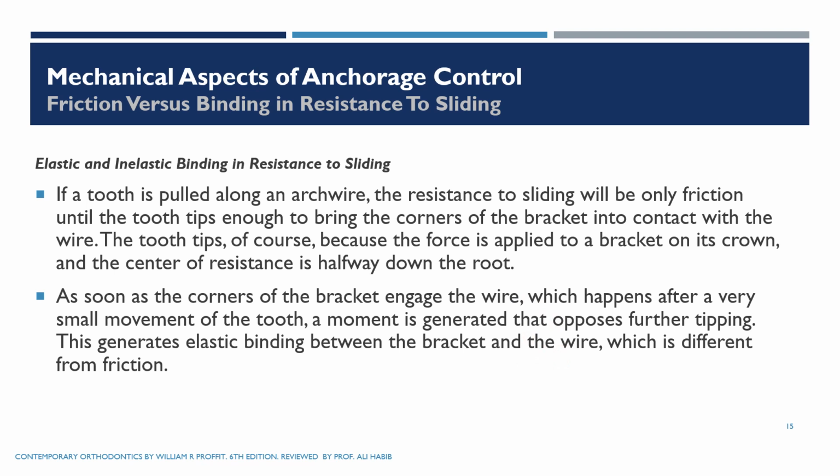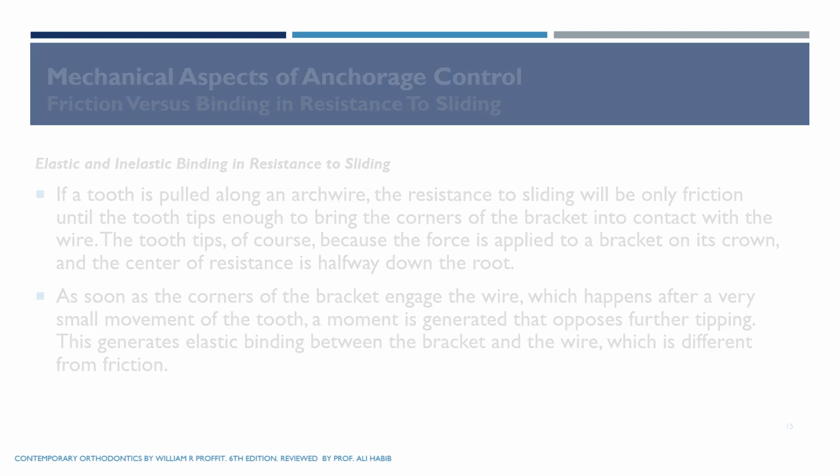So whenever we have an angle between the wire and the bracket, then we expect to have more resistance to sliding in the form of binding, not as friction.